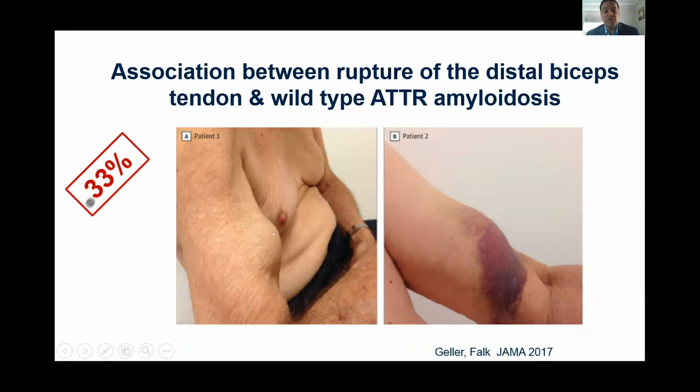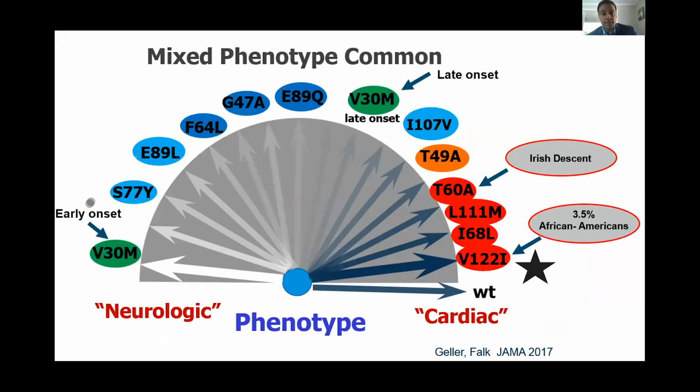Under flexion, you'll see this bulge, which is an old biceps tendon rupture, and this is an acute distal biceps tendon rupture in a patient who had known ATTR cardiac amyloidosis. So anytime you see an older patient with HFpEF, any thickening in the ventricle, we should be asking these 3 questions. Do you have carpal tunnel syndrome, spinal stenosis, or a history of biceps tendon rupture?